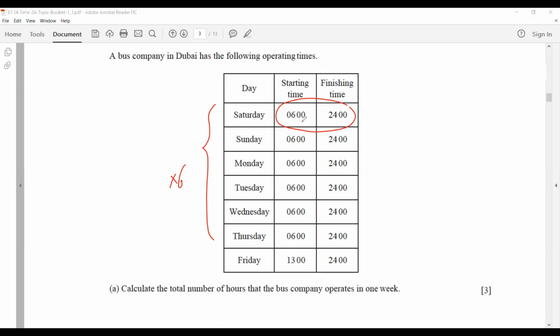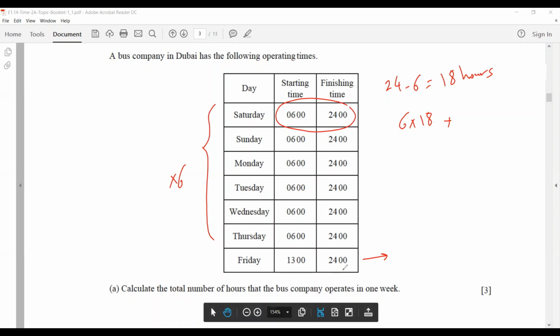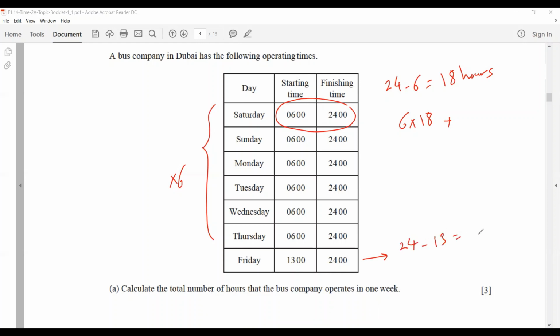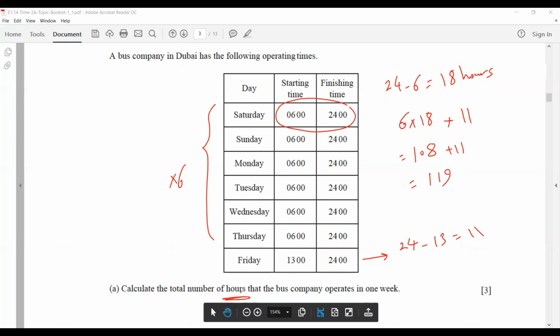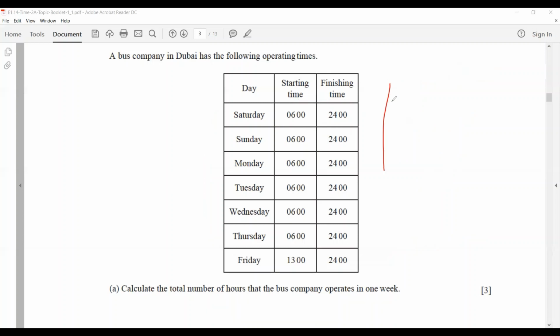So how many hours is that from 6 a.m. to 24 or the midnight? So basically you just subtract it, right? And we end up with 18 hours. So Saturday, 18 hours, same thing goes on all the way to Thursday. So 6 times 18 plus, and this guy right here on Friday, it's a little bit different. So we don't need to convert that to 12 hour system. We just can say 24 minus 13, that would give us 11, right? And we add 11 here. So at the end, we have 108 plus 11, which gives us 119. right? 119 hours. They want it in hours. So I think we can move on to the next question.